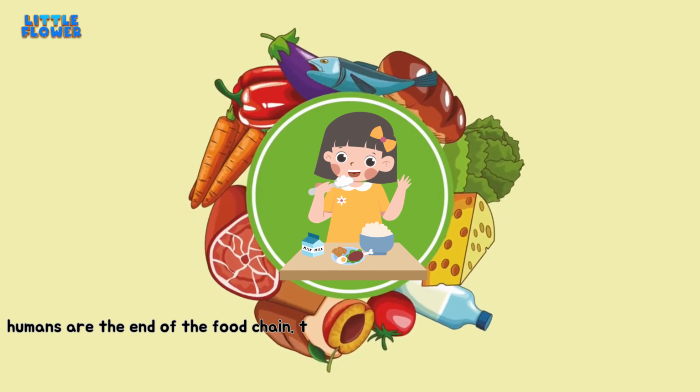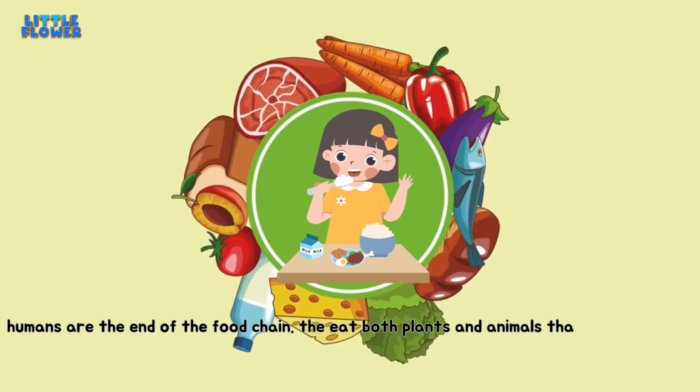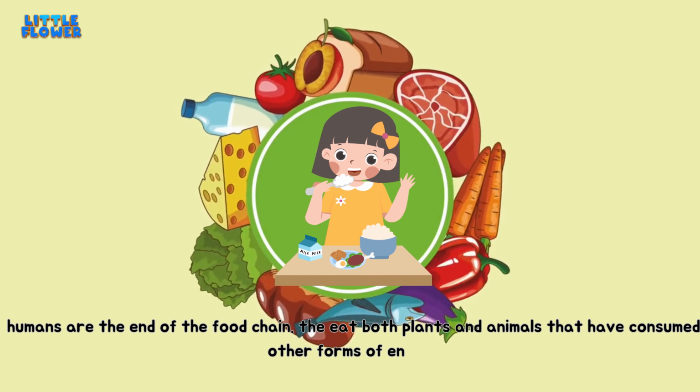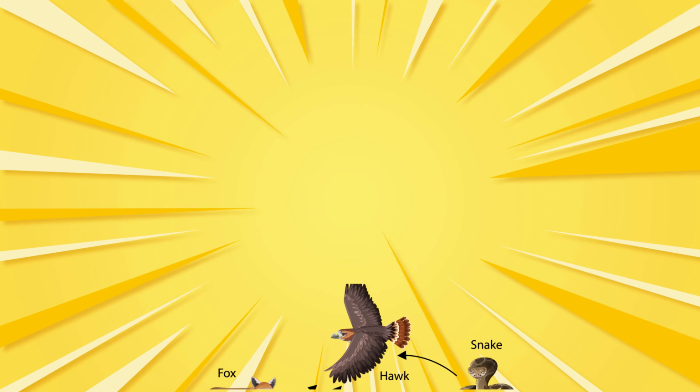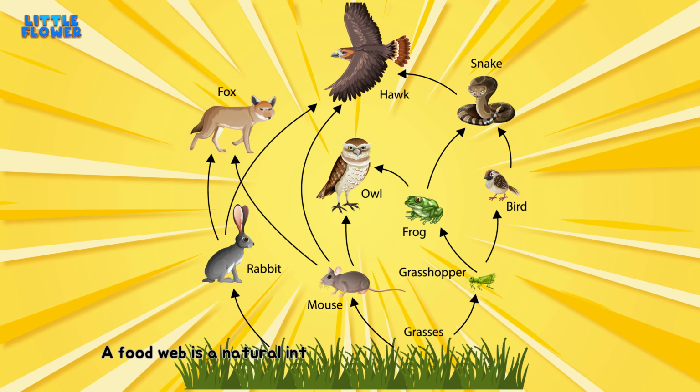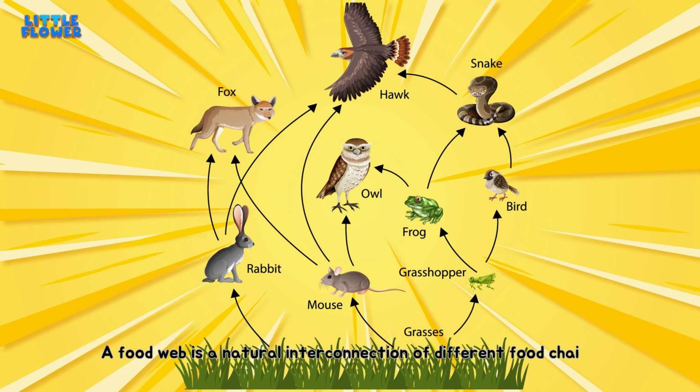Humans are the end of the food chain. They eat both plants and animals that have consumed other forms of energy. A food web is a natural interconnection of different food chains.